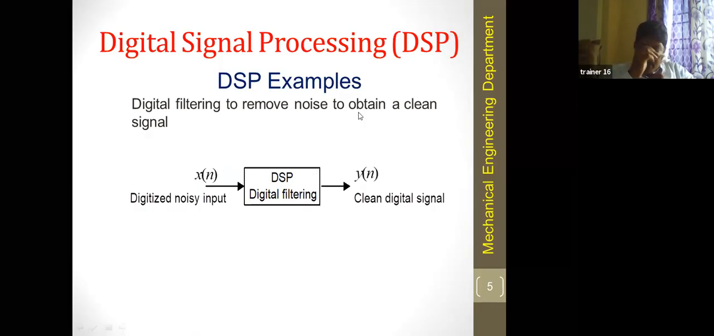So that means we can get the sound clarity very much. This is nothing but DTS, DTS theaters. These are implemented with this DSP only in their theaters. Digital signal processing makes the signal very good and increases the strength of the signal. The signal will be strengthened. Digital filtering removes the noise to obtain a clean signal.